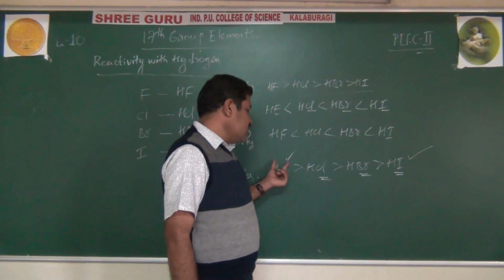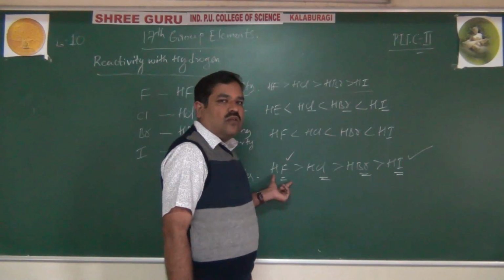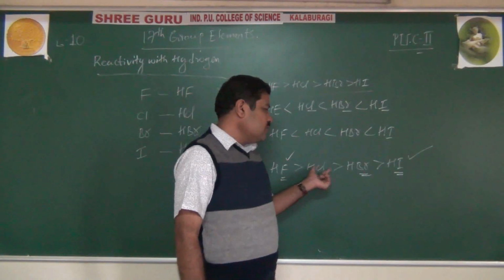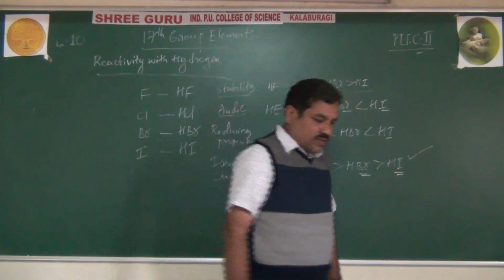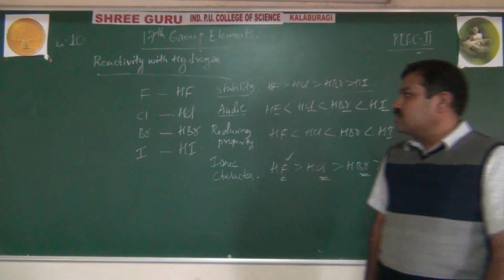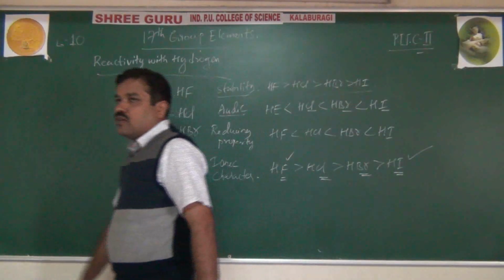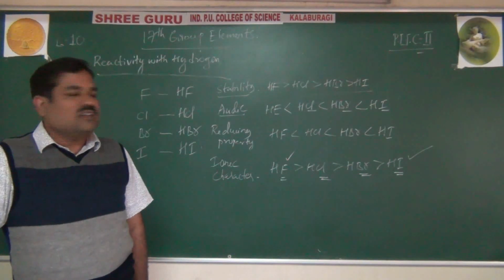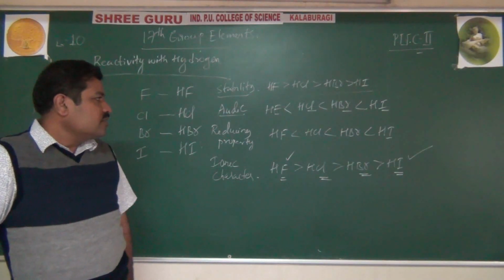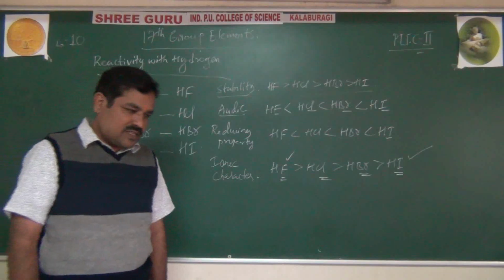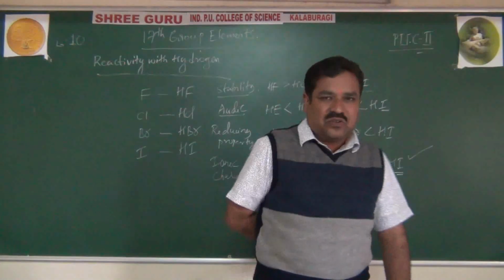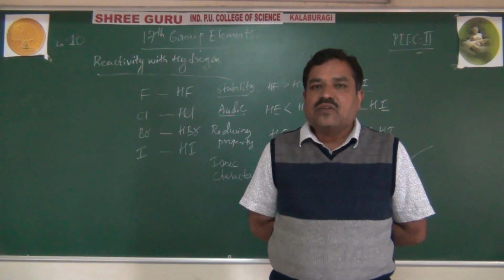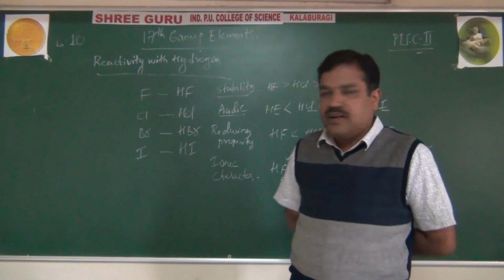Smaller size means higher bond dissociation energy. Okay, HF is more ionic than HCl, HCl is more ionic than HBr, HBr is more ionic than HI. So that's about the reactivity of these halogens with hydrogen. The hydrides formed by the halogens are hydrogen fluoride, hydrogen chloride, hydrogen bromide, hydrogen iodide.